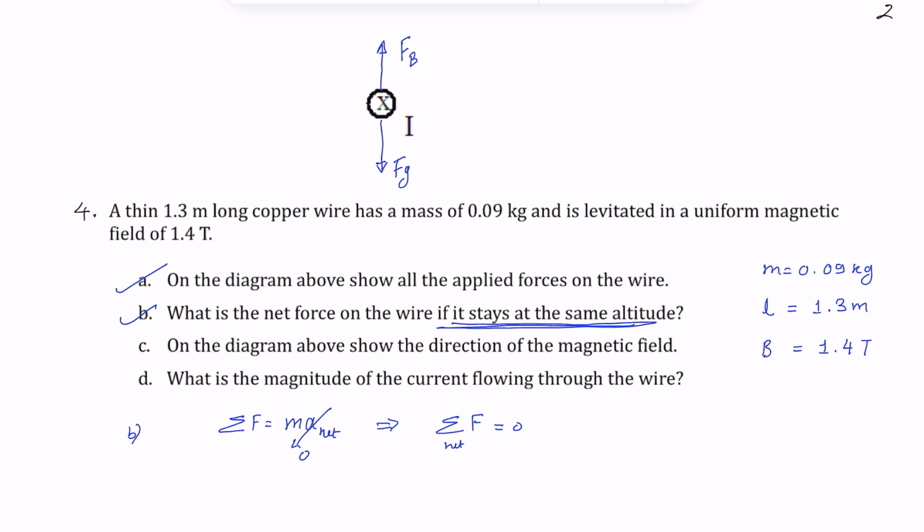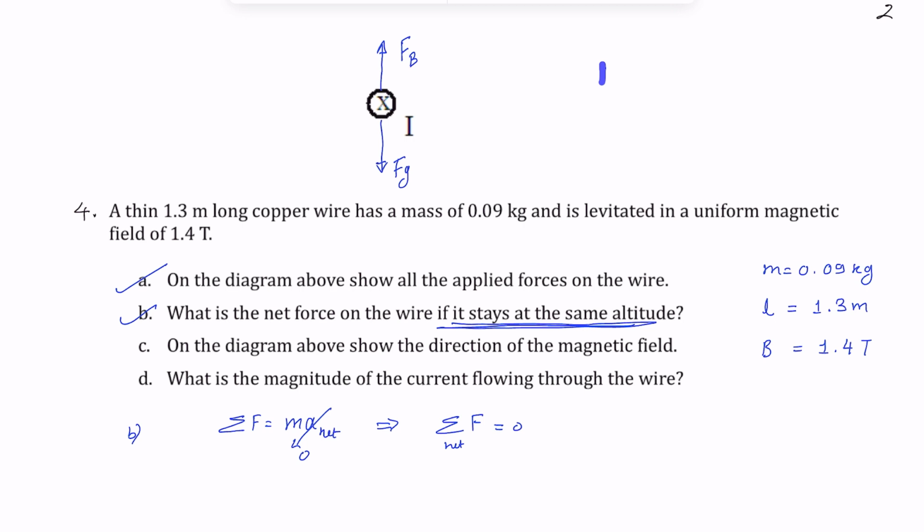Now part C says on the diagram above, show the direction of the magnetic field. That's an interesting one. Let's see. Direction of the magnetic field, right? So the direction of the magnetic field should be such that the force because of it should balance the gravitational force. And that is the only condition where this current wire will be levitating, will be staying at the same altitude. Okay, so let's think of this.